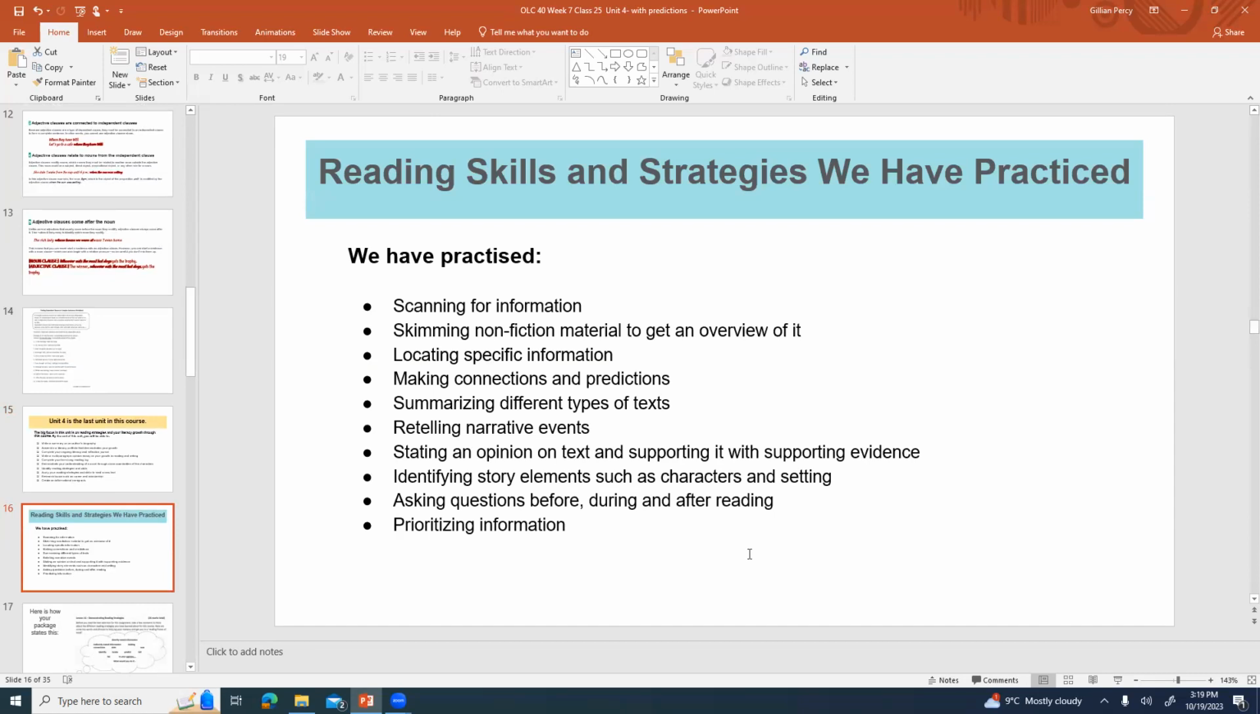So we have practiced scanning for information, skimming nonfiction material to get an overview of it, locating specific information, making connections and making predictions, summarizing different types of texts, retelling narrative texts, stating an opinion on a text and supporting it with evidence, identifying story elements such as characters and setting, asking questions before, during, and after reading, and prioritizing information.